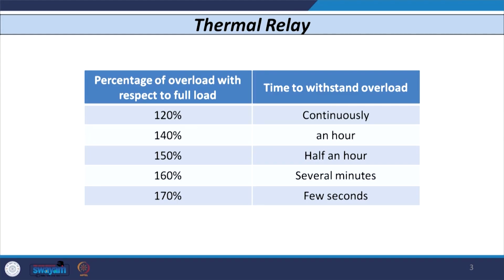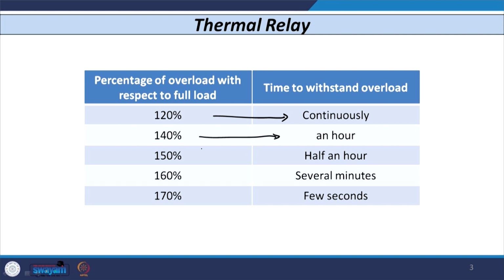So, as we have discussed, here is the table which indicates the percentage of overload with reference to full load and the time to withstand the overload. If any equipment, let us say the same transformer whose rated current is 100 ampere, is overloaded at 120 ampere, then it can withstand this continuously. So, if it can withstand this type of condition continuously for 120% overload, then at 140% overload it can withstand the same condition for an hour, let us say.